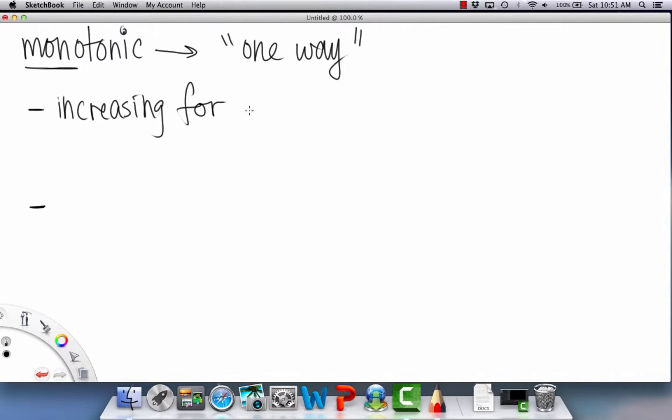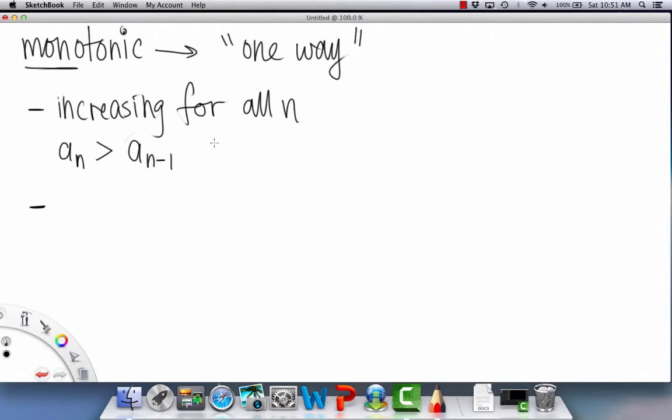for all n. Increasing means the following: each AN term has to be greater than AN minus 1, so the term right before it. So let's say A2, our second term, has to be greater than the first term.